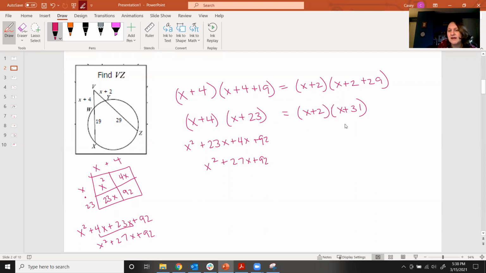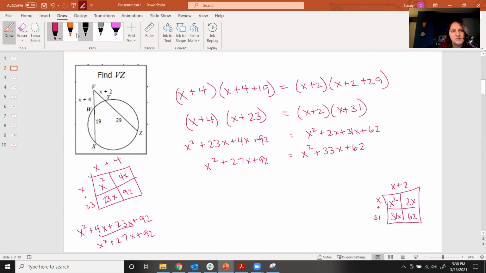Over here, I'm going to multiply x plus 2 times x plus 31. And if you've never seen this box method before, but you like it, you're welcome to use it. x times x is x squared, 2x, 31x, 62. So we end up with x squared plus 2x plus 31x plus 62. Combine our like terms, 33x plus 62.